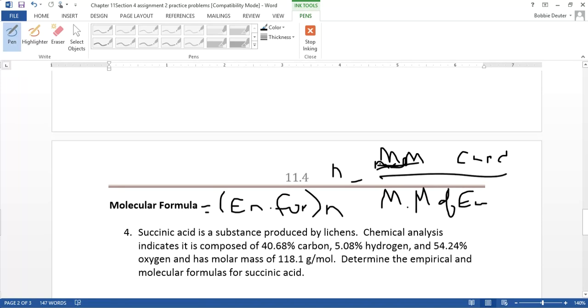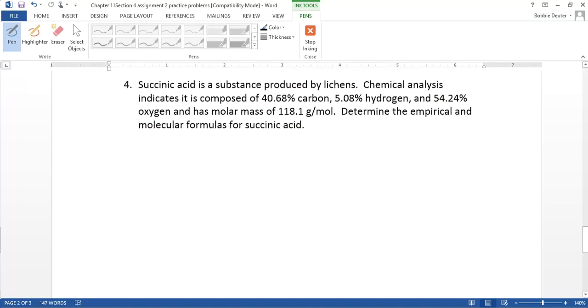Okay, so that means you're going to get a number, whatever that N is, and you're going to multiply it here. So let's start here. First off, the steps for empirical formula, molecular formula, based on percent don't change. Guess what? If they don't give you percent and they actually give you grams, just use it the same way. Makes sense. So we're going to start.